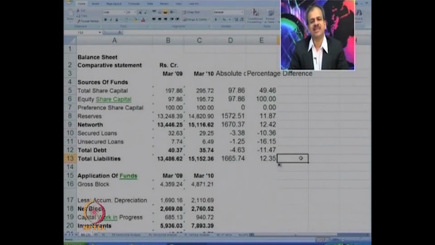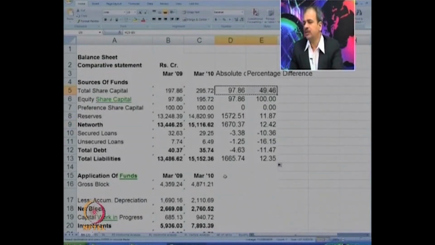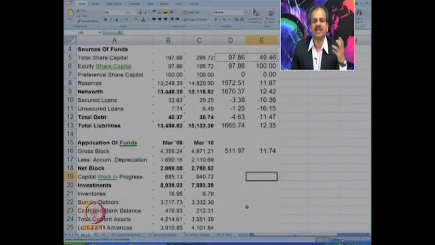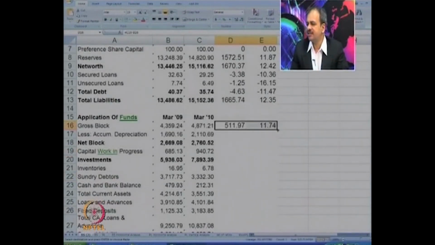So, overall you will see that all the change is attributable only to equity share capital, which has increased by 100%, whereas the increase in the reserves is comparatively marginal, only 11%. So, on the whole net worth has increased by 12%. In case of loans, there are no increases, in fact there is a decrease in the loans. Now, let us go to application of funds. So, the first item is gross block. You will find that the amount of gross block has not increased much, it has increased only by 11%.